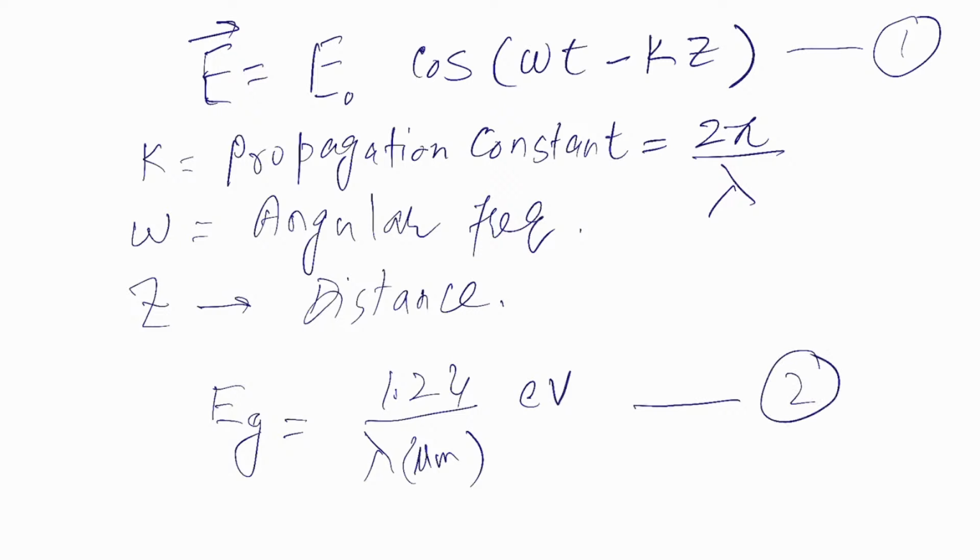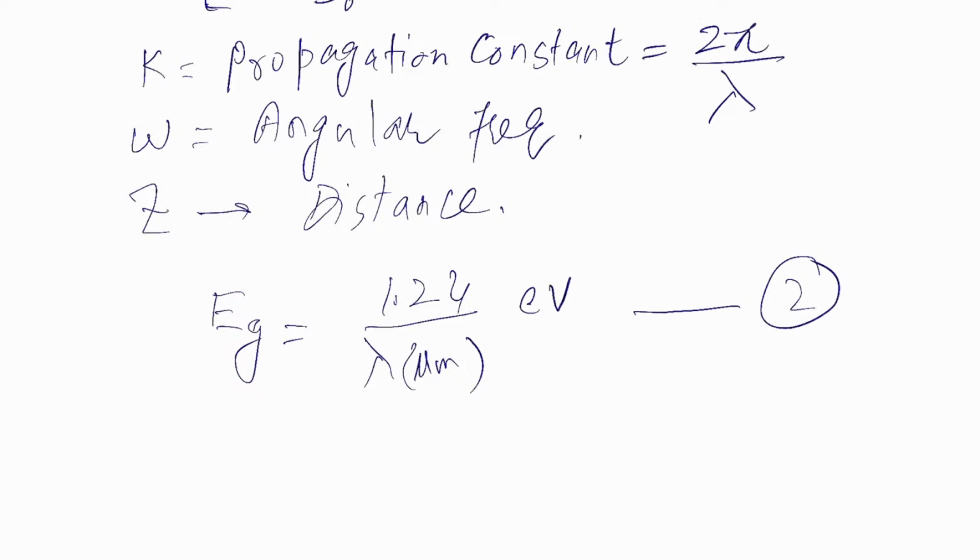How did this happen? How did we get Eg equal to 1.24 over lambda? We got it because we know that c is the speed of light.